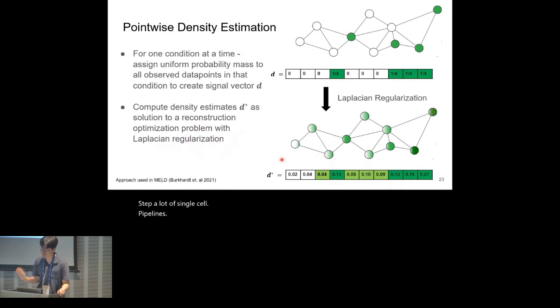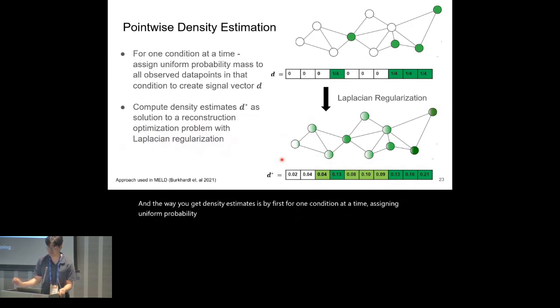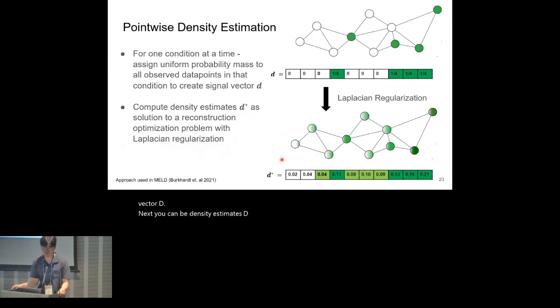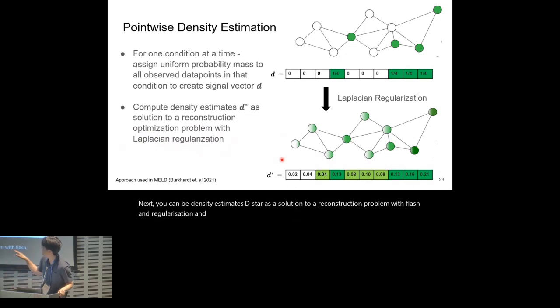And the way you get density estimates is by first, for one condition at a time, assigning uniform probability mass to all the observed data points in that condition, which creates a signal vector D. Next, you can compute density estimates D star as a solution to a reconstruction problem with a Laplacian regularization. And so you balance finding a D star that's close to D, but also is smooth with respect to the edges of this graph.